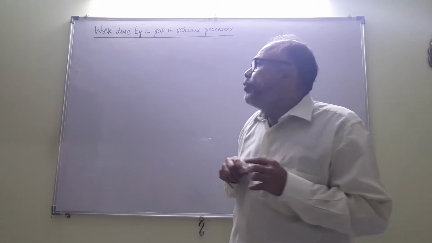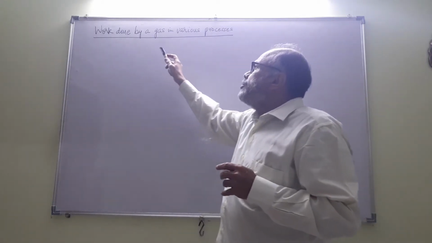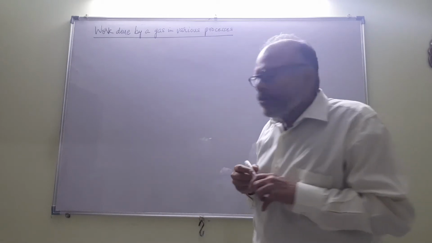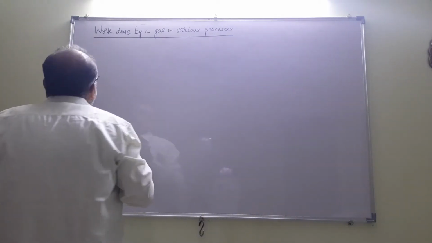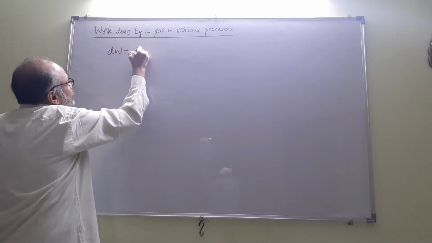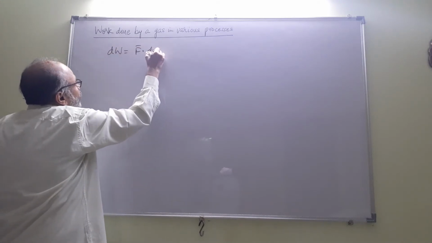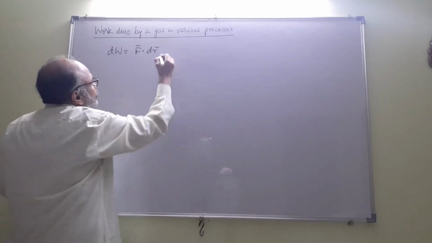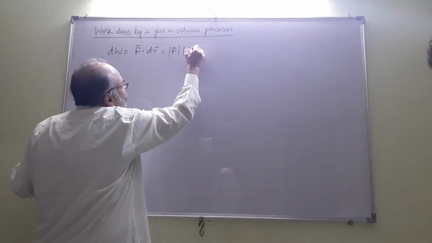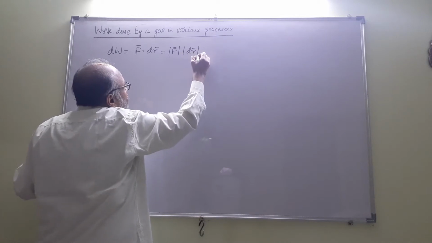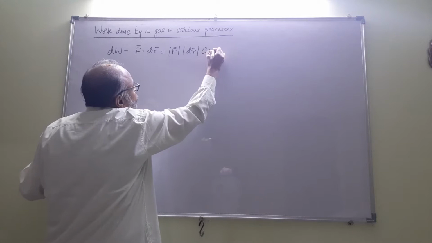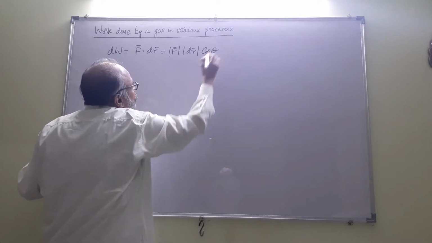In this video, we wish to see what is the work done by a gas in various processes. In physics, we define work, infinitesimal work, as the dot product of force and the displacement. So this would be the magnitude of the force into magnitude of the displacement into cosine of the angle between the two.